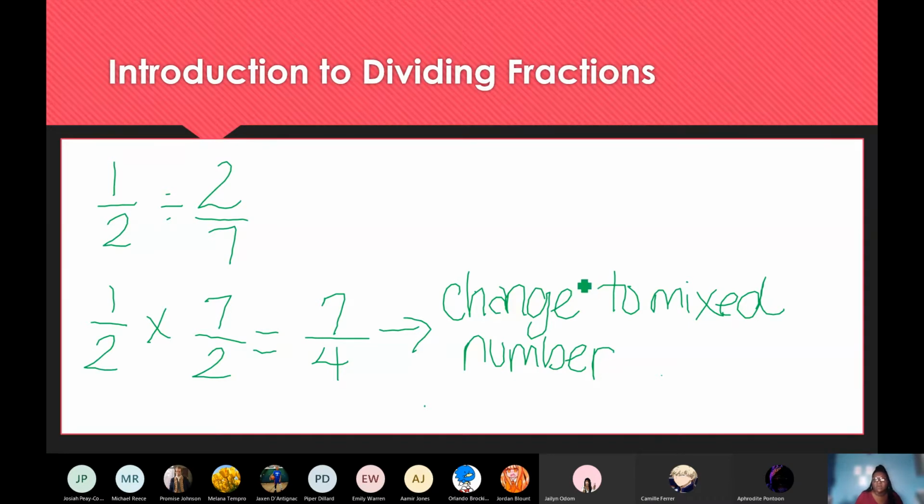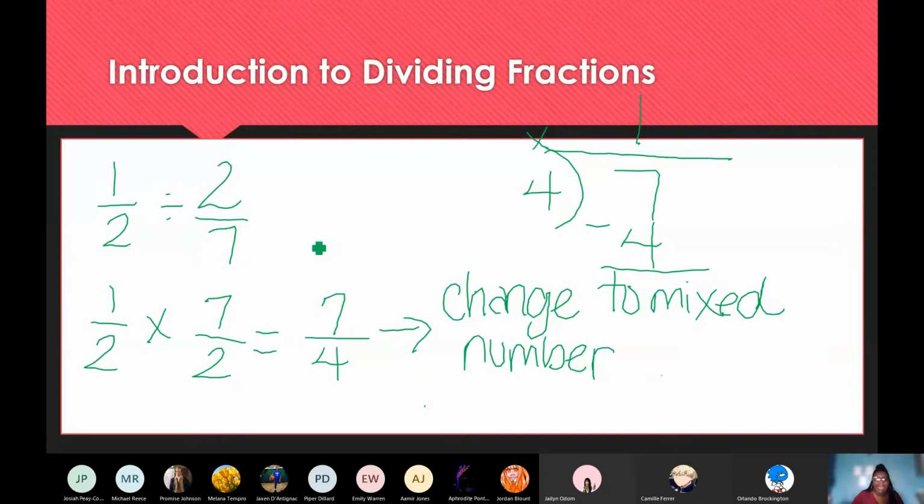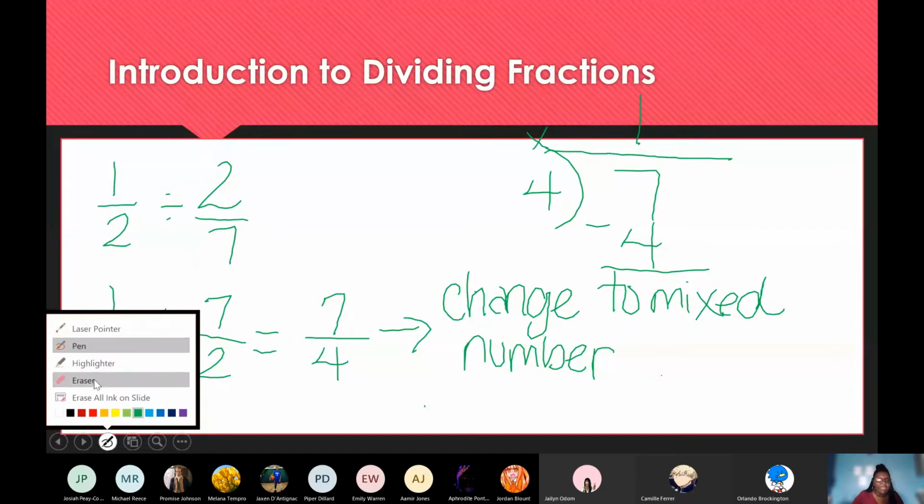So when we change this to a mixed number, remember, we're going to set this up as a long division problem. We're going to put 4 on the outside of the house and 7 on the inside of our division house, and follow our steps for long division. How many times will 4 fit into 7? 1 time. 4 times 1 is? 4. So then I'm going to subtract, and I have 3 left over as my remainder.